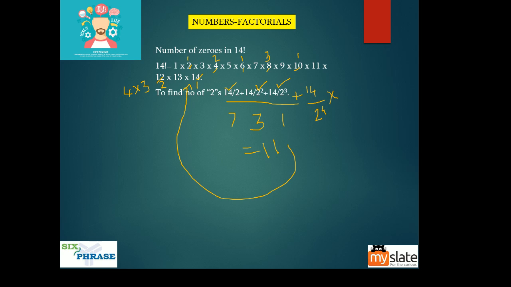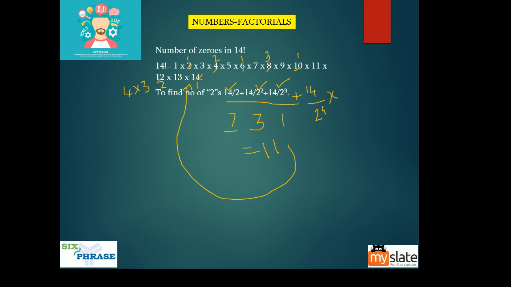Okay, when you do 14 by 2, you capture one 2 in alternate terms. So one 2 here, one 2 here, one 2 here, one 2 here, one 2 here, one 2 here, and one 2 here. That is why we have the 7.